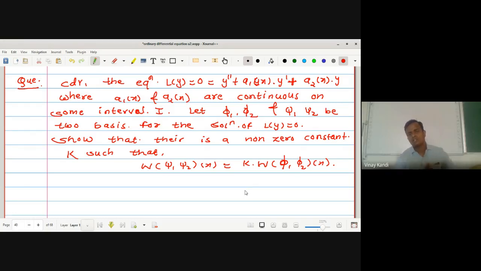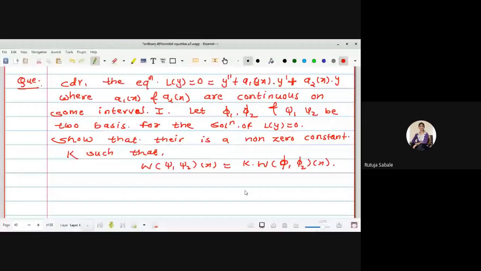Tell me, does a vector space have a unique basis? Does every vector space have a unique basis? Anyone else? For any vector space, yes, sir. Is the basis unique?